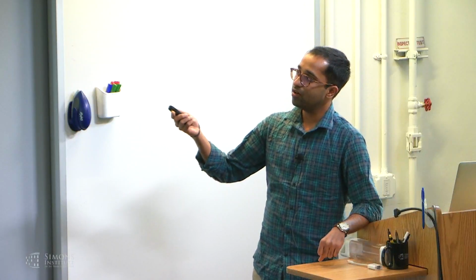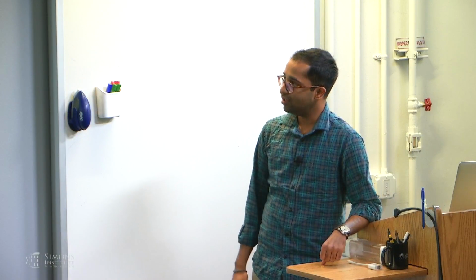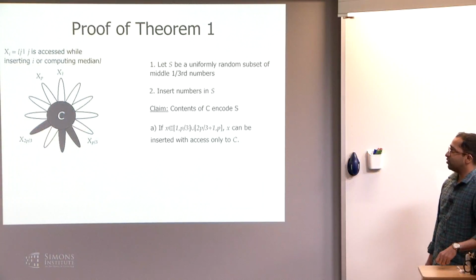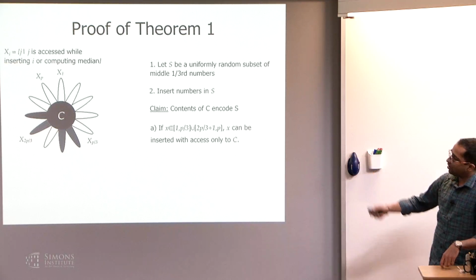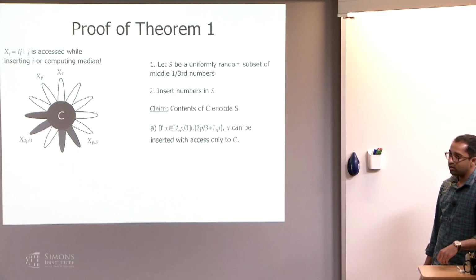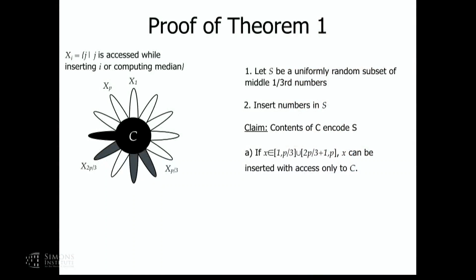It's not too hard. We are going to use the sunflower structure very crucially here. The first key claim is that if you look at any number that's not in the middle 1/3 range, and you would like to insert this number, you only need access to the core. For instance, if you were to insert the number 2p over 3 plus 1, you only need access to the core, because all the cells that it accesses outside the core were never touched by the insertions that were performed earlier. So to simulate these operations, you just need to know what the core is.